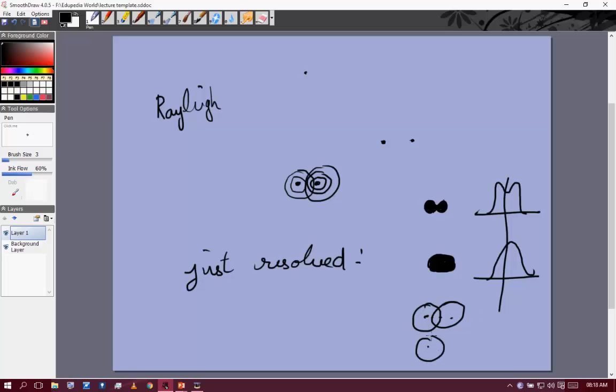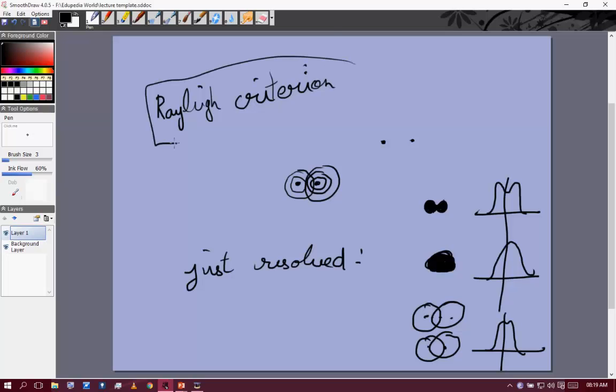If it is like this, this is the center of the second one. In that case, that is just the point where we start seeing a small dip between the two. We are just able to differentiate between the two images instead of looking at them as the same image. So that is called the Rayleigh criterion for resolving images. They say that two images are just resolved if the center of the bright disk of one falls on the edge of the bright disk of the other.